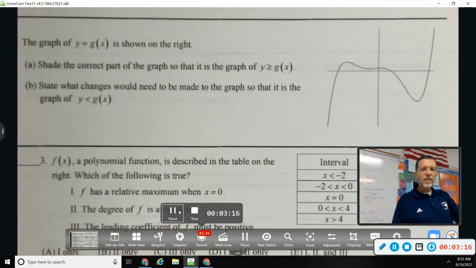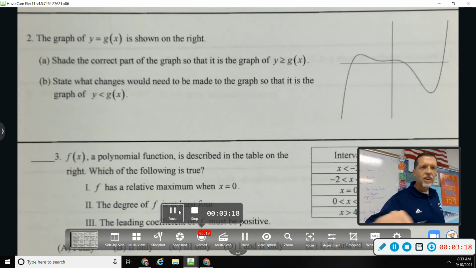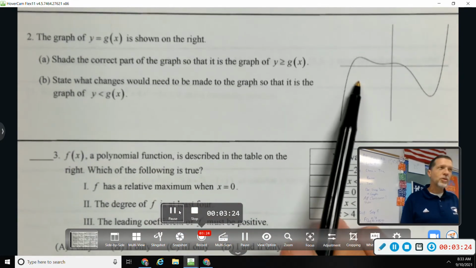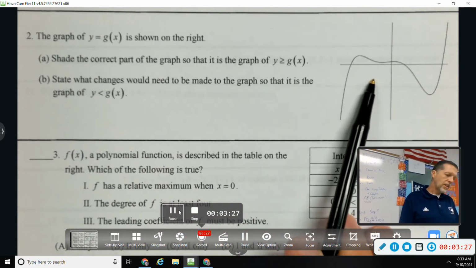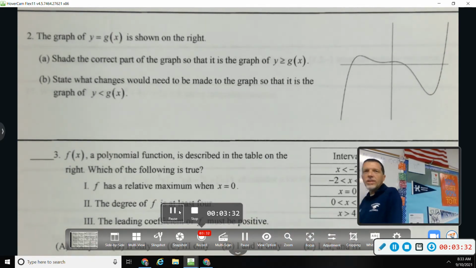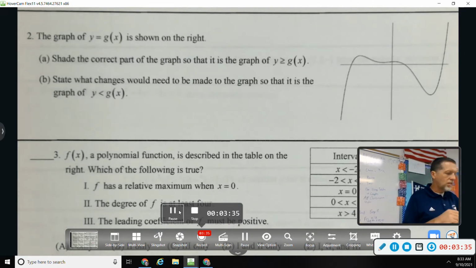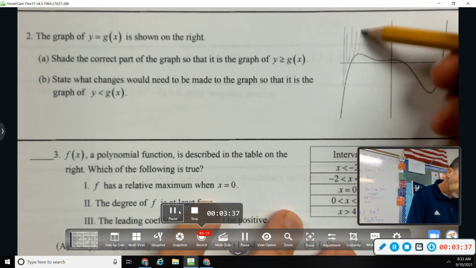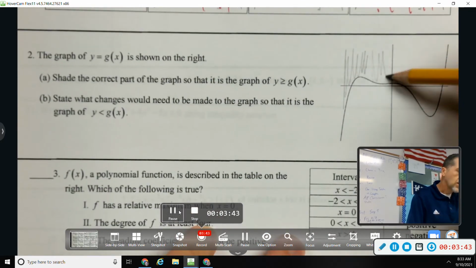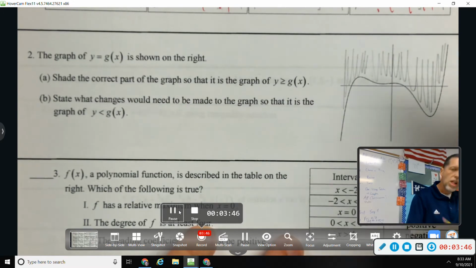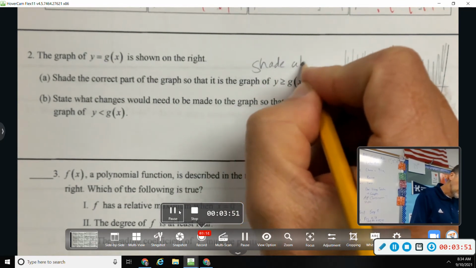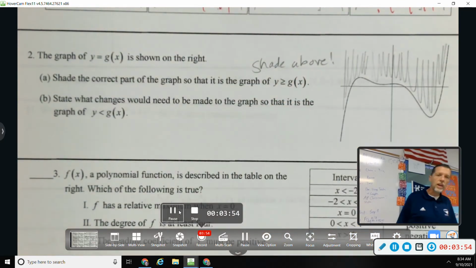Number 2. The graph of y equals g of x is shown on the right. Shade the correct part of the graph so that the graph is y is greater than g of x. So where am I supposed to shade on this one? Above. That's all that means, shade above. Number 1 was B because of the dotted. So dotted is not equal to. Correct. So shade above for part A.